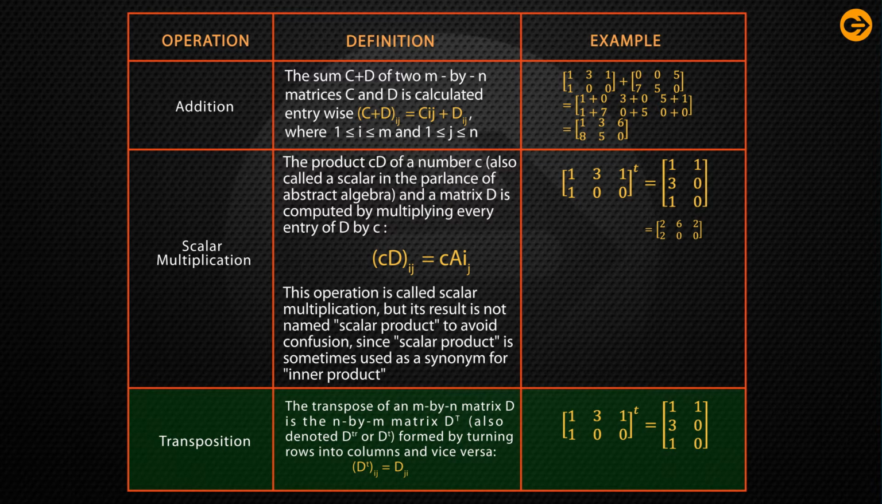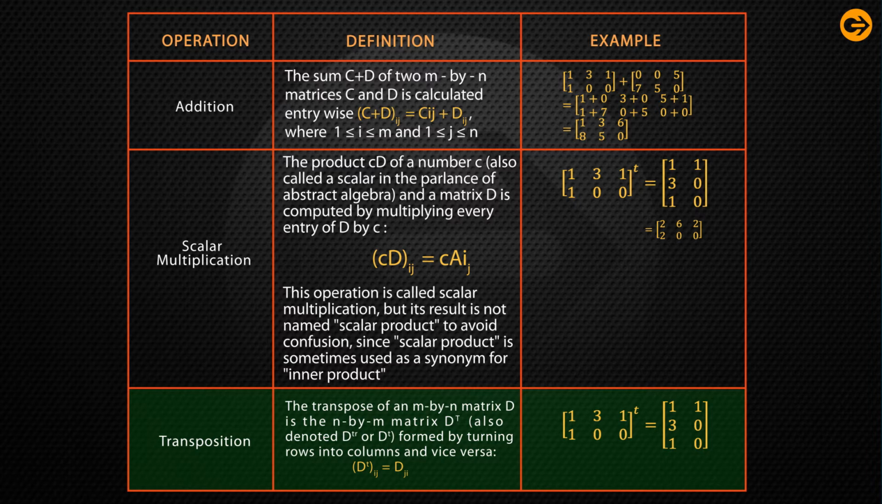Let us discuss the transpose operation of a matrix. In this case, the transpose of an m by n matrix D is the n by m matrix D to the power capital T, or you can denote it by D to the power TR or D to the power T, formed by turning rows into columns and vice versa. That means (D transpose) suffix ij, that means rows will be columns and columns will be rows. So it is equal to D of ji.